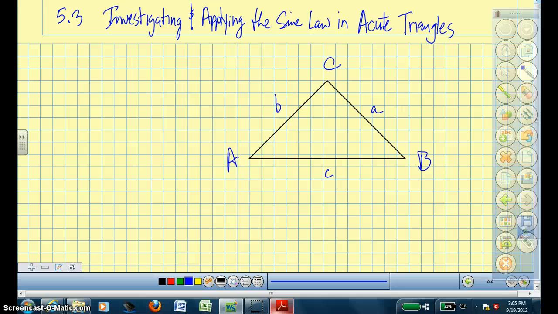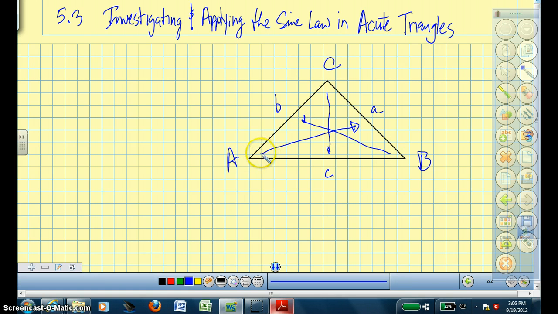Today we're looking at investigating and applying the sine law in acute triangles. So you can see I've drawn in a triangle ABC, and just like when we were talking about the Pythagorean theorem and doing the primary trig ratios, what I've done is I've just drawn in the sides opposite to all these different angles, and notice I've used the lowercase letters in order to do that.